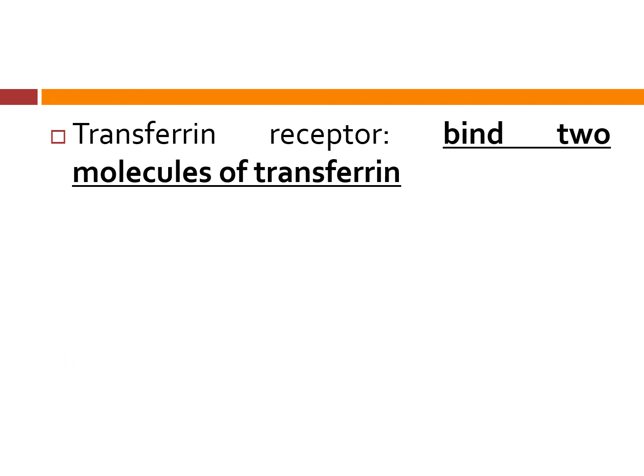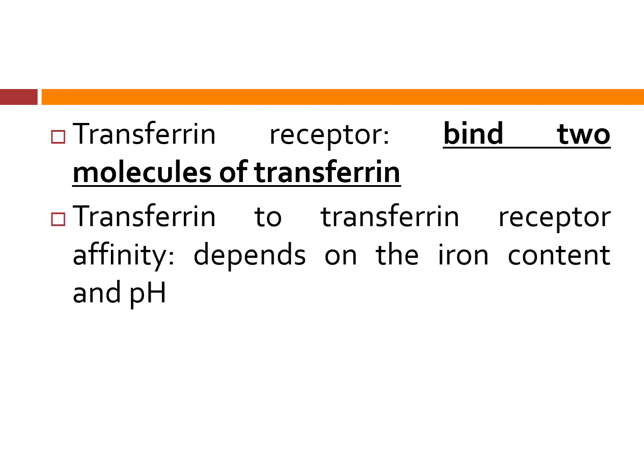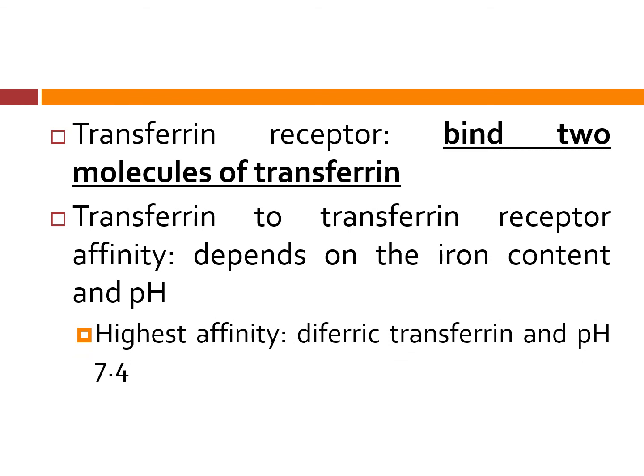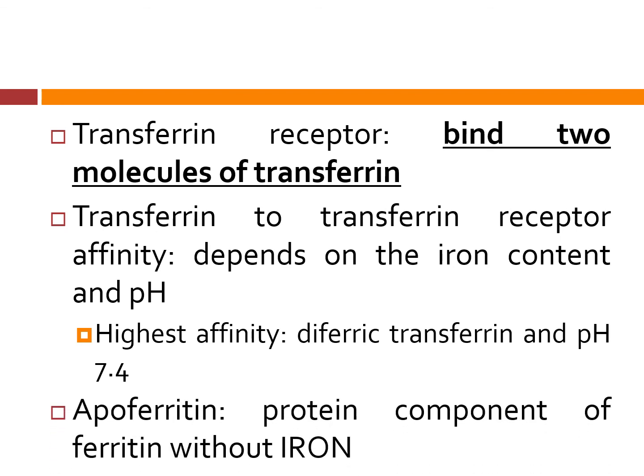Transferrin receptor can bind two molecules of transferrin. Transferrin to transferrin receptor affinity depends on the content of iron and its pH. The highest affinity happens with diferric transferrin at a pH of 7.4. Apoferritin, by the way, is a protein component of ferritin without iron. So apoferritin, no iron within the ferritin.